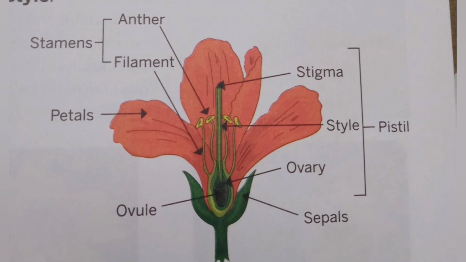It has a tube-like structure called the style, as you can see in the picture. The ovary is the oval shape at the base, which contains the ovule. The tip of the style is sticky and called the stigma, where the pollen grains stick.